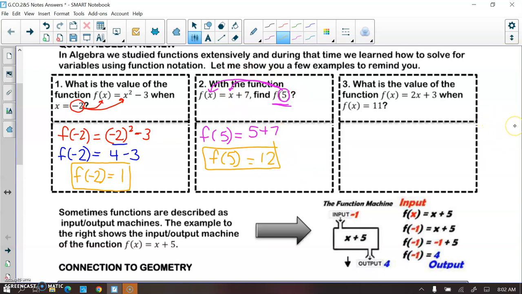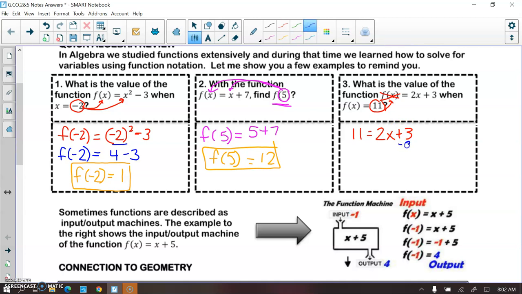Now number 3 is a little bit different, because this time they're saying f of x equals 11. So since f of x equals 11, what I can do is take this 11 and replace the whole f of x with that number 11. Basically what they're telling you is that the y value in this equation is 11. And so now they want you to solve for x. They want you to find x.